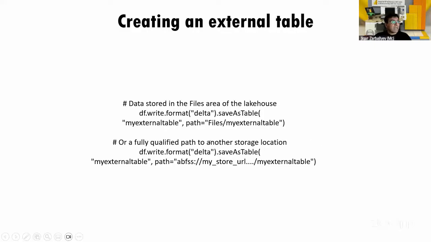In the second example, we have supplied a fully qualified path instead. That ABFSS URL points at a completely separate storage location. The pattern is identical. Only the destination changes. The key takeaway is that the table definition and the data storage location are two separate decisions. Spark lets you decouple them, and external tables are how you do it.